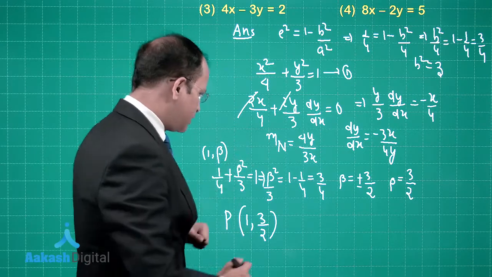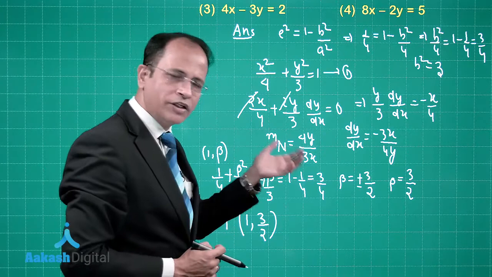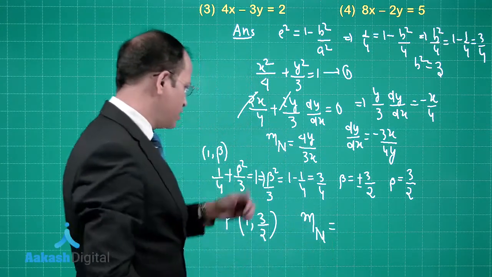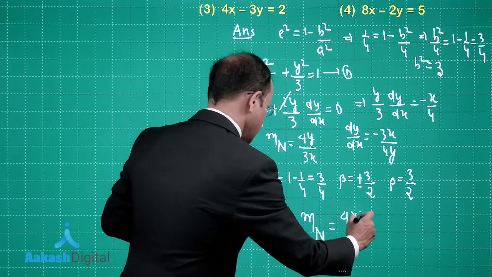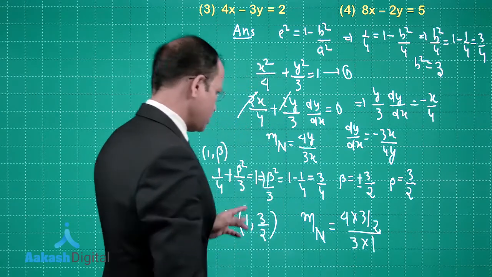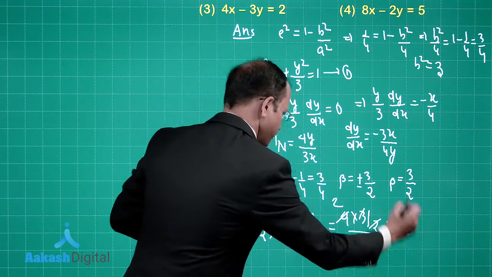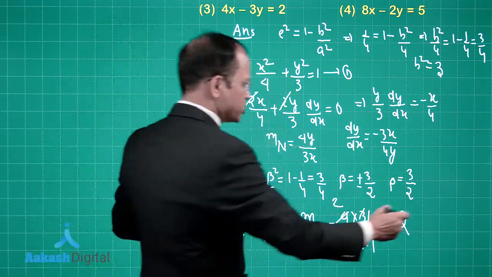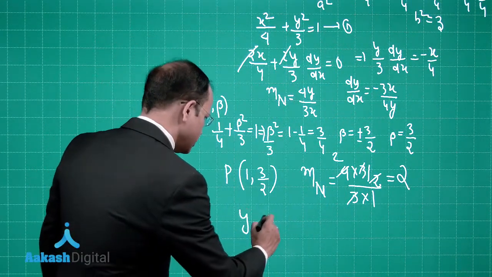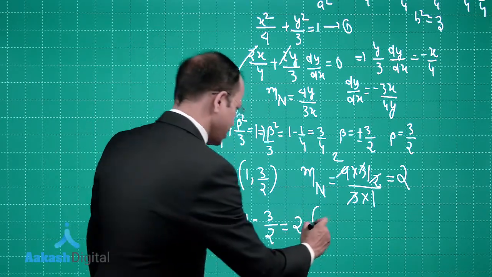Now the negative reciprocal of the slope of the tangent is nothing but the slope of the normal. So if I talk about the slope of the normal here, it is nothing but 4 into 3 upon 2 divided by 3 into 1, isn't it? So this 3 cancels, we have 2 here, and in the equation we can just substitute the values now. So the equation of the normal will be y minus 3 by 2, and we substitute the slope here, that is nothing but x minus 1.